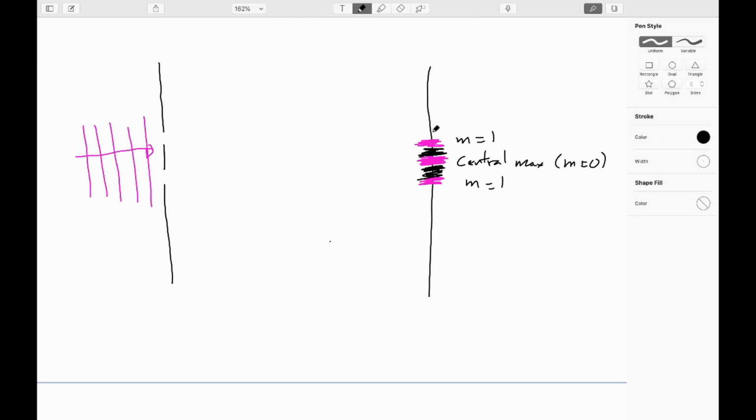And then we can keep going. We can have another destructive zone here, followed by another constructive zone here and here. Those would correspond to what we would call the second maxima, m equals 2, and so forth in both directions.